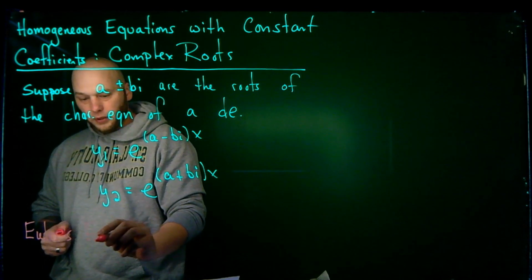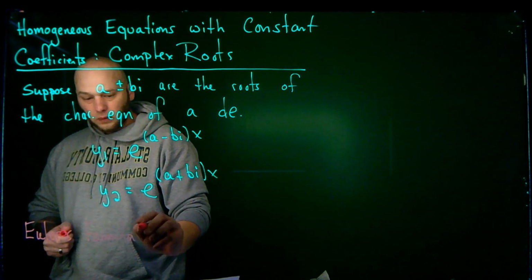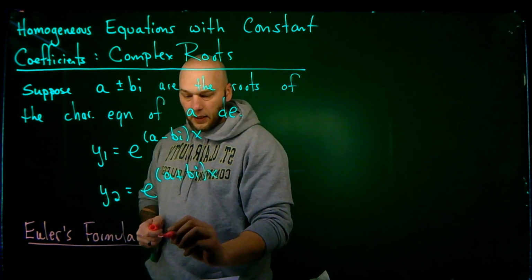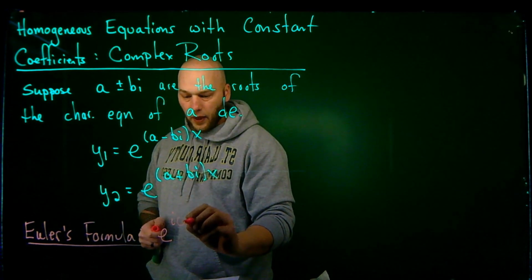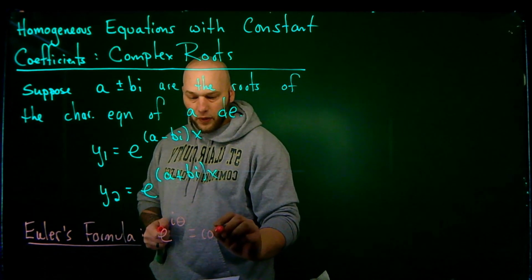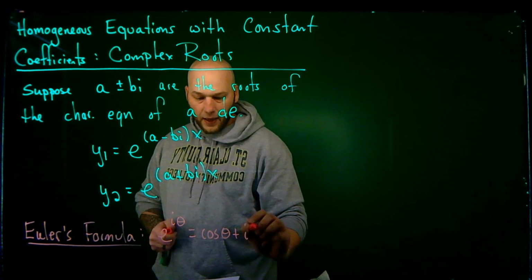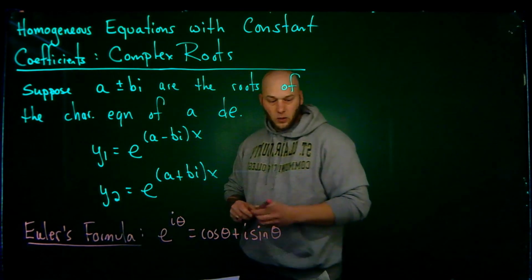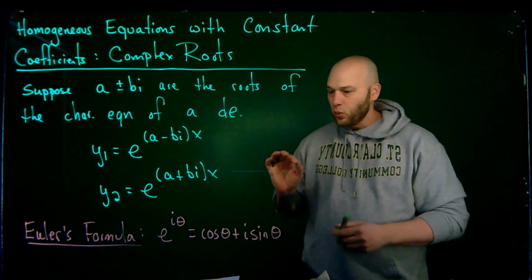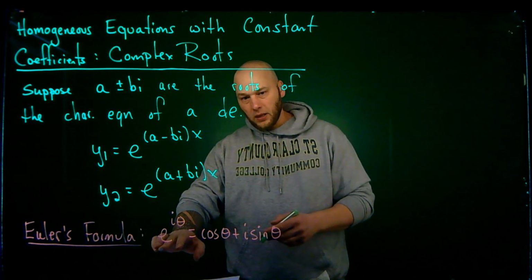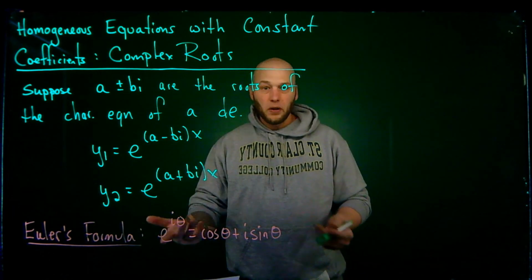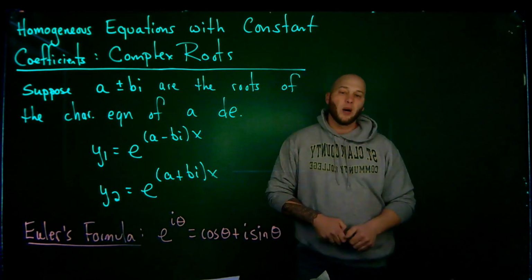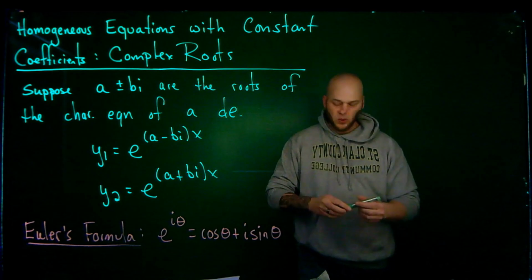So Euler's formula gives me the following. e to the i theta is cosine of theta plus i sine of theta. Okay? And this is going to give me a connection between converting an exponential function to trig functions. And then I can manipulate those to just extract sort of the real parts of that. Here's how this is going to work.